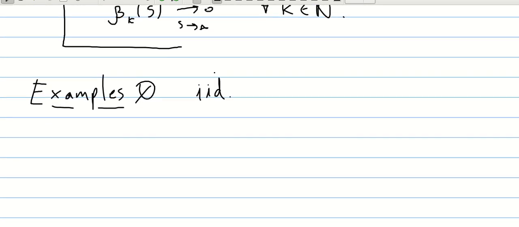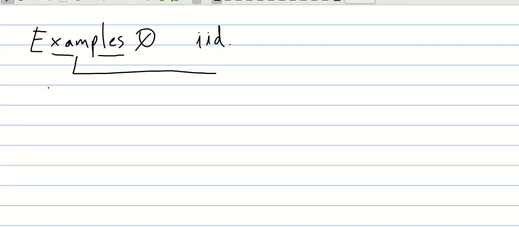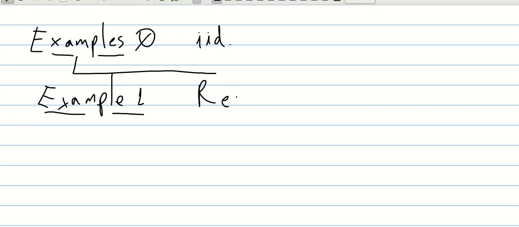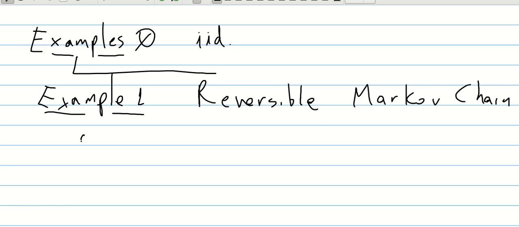So the first example would be to pick reversible. So of course the first example should be example 0, where something is IID. Then all of these are actually independent. There's nothing to prove. But for a more interesting example, suppose that we have a reversible Markov chain on a finite state space.